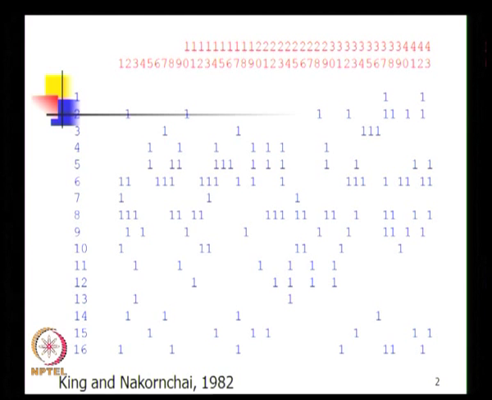This matrix was originally introduced by Burbidge early in one of his papers. Now, this matrix was also used by King and Nakornchai in their paper on rank order clustering. So, we have adapted this matrix from King and Nakornchai, and one could see the reference at the bottom of the slide. Now, we have 16 machine types and 43 parts or components.